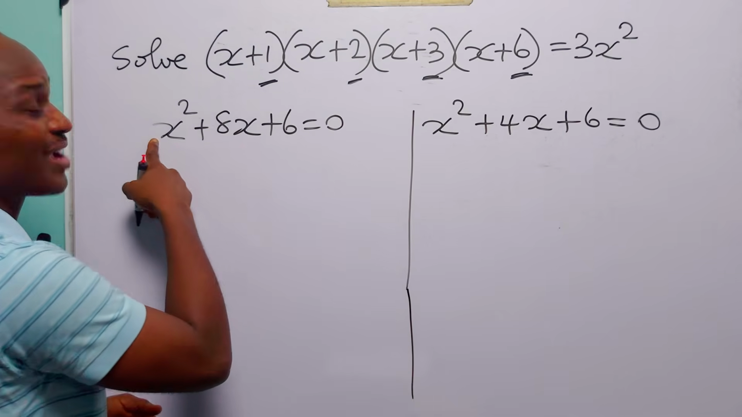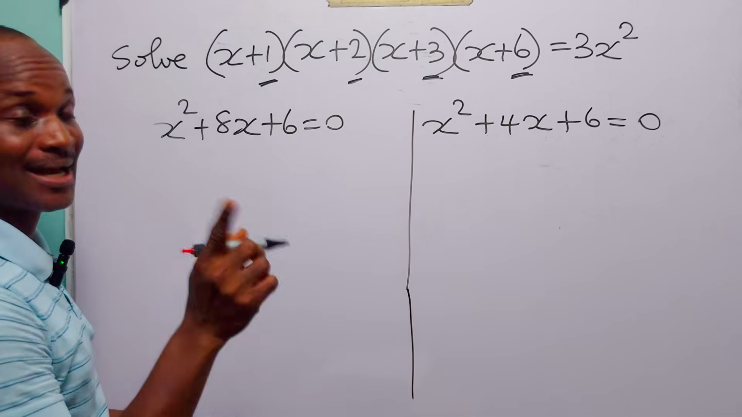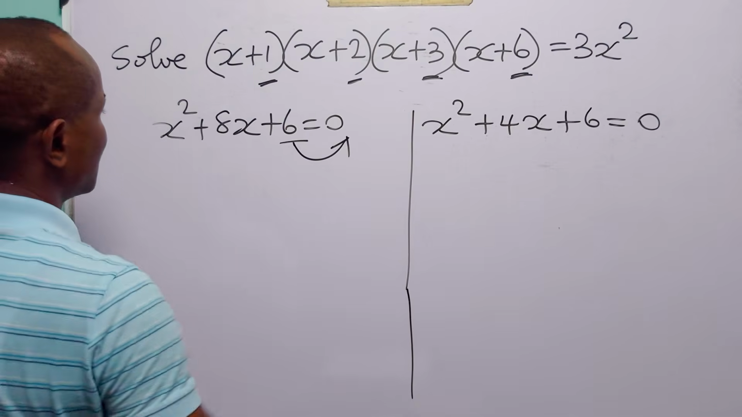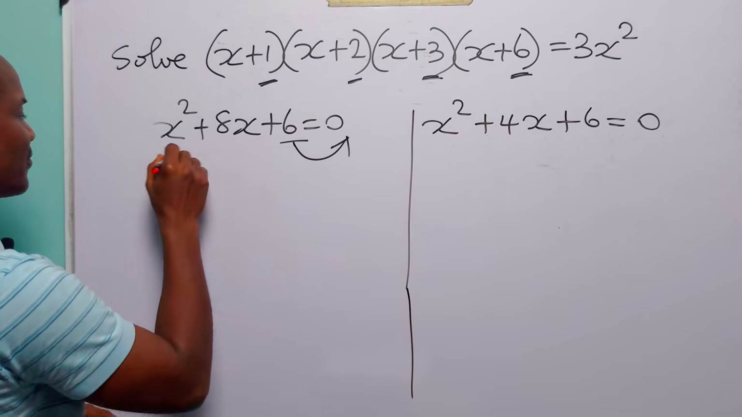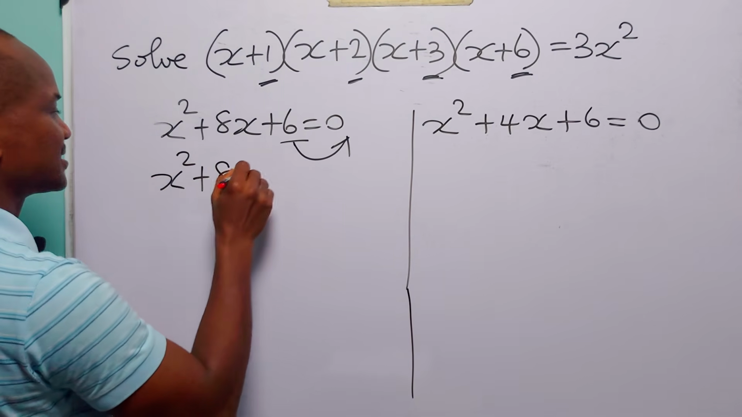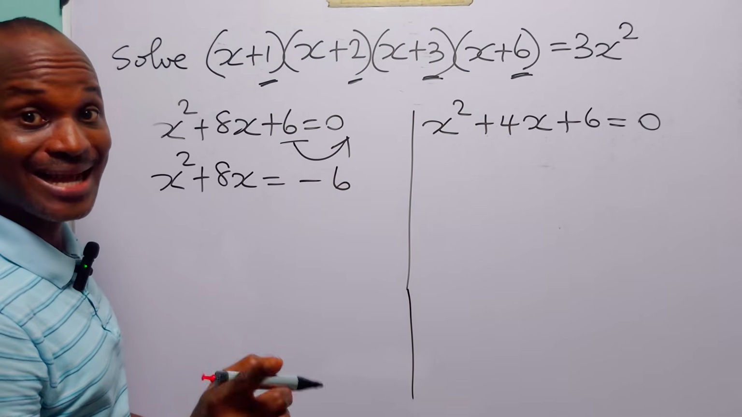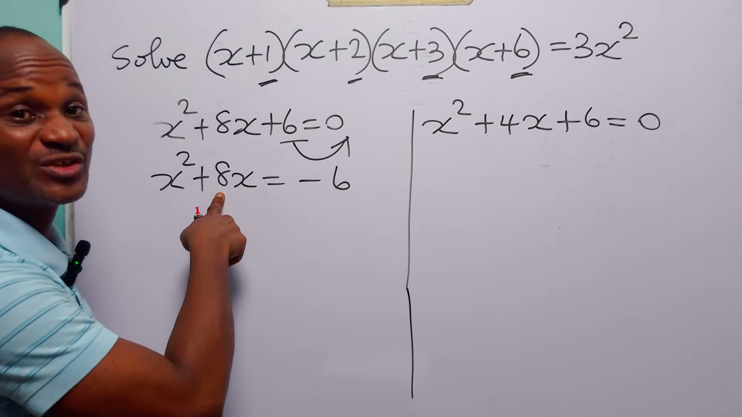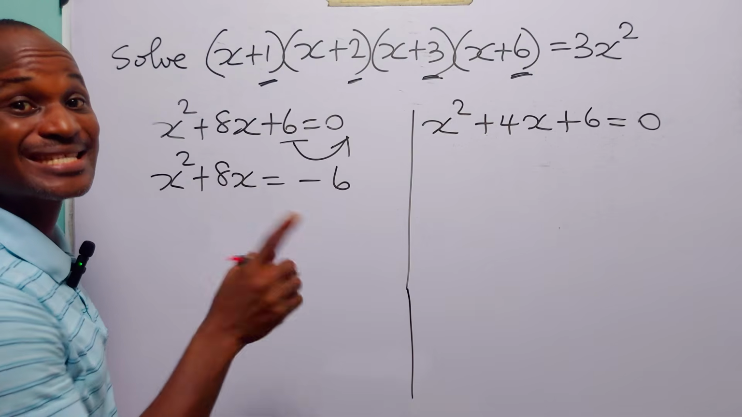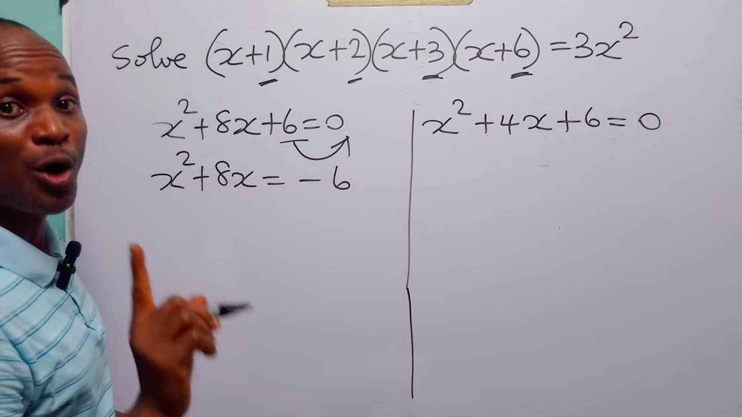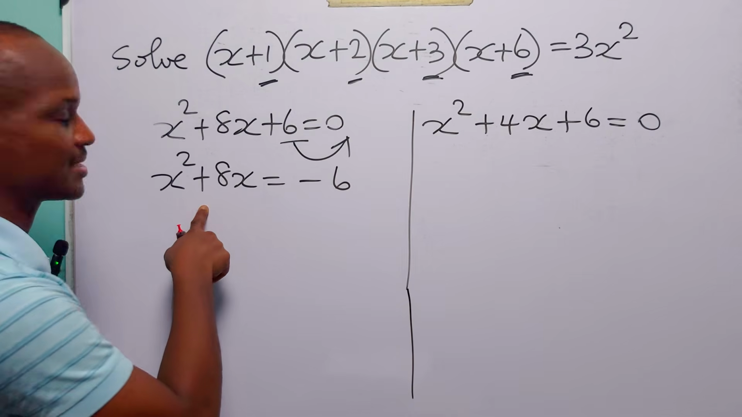Since the coefficient of x squared is already 1, the next thing we do is to move the constant term over to the right-hand side. When we do that, we have x squared plus 8x is equal to minus 6. Now, the next step is to divide the coefficient of x by 2, square it, and add to both sides of the equation to complete the square on the left-hand side.